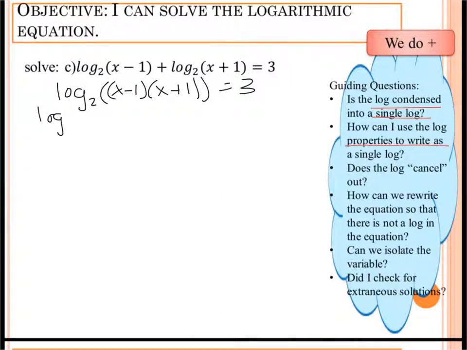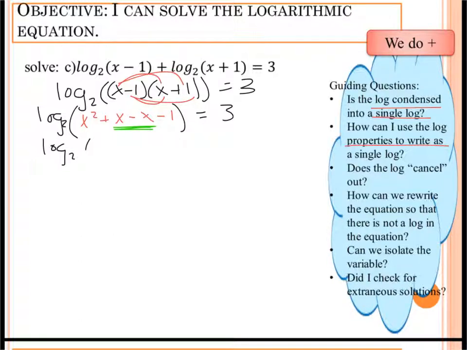I get log base 2. X times x, that's going to be x squared. X times 1, so plus x. Negative 1 times x is negative x. And then negative 1 times positive 1 is negative 1 equals 3. And then notice we actually have 2 like terms. Those are going to cancel out because one's positive and one's negative. Alright, so we've got log base 2 of x squared minus 1 equals 3.